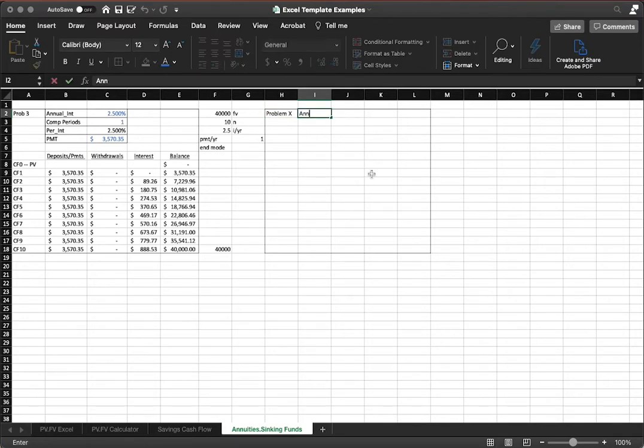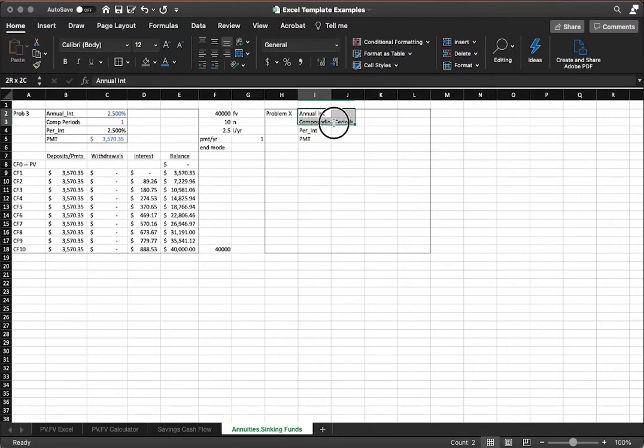We are going to do annual interest, INT. I'd like to put the compounding periods. Let's do our periodic interest, which we figure by taking the annual interest rate, dividing it by the compounding. Okay. So periodic interest, per INT, and then we're going to add payment, PMT.